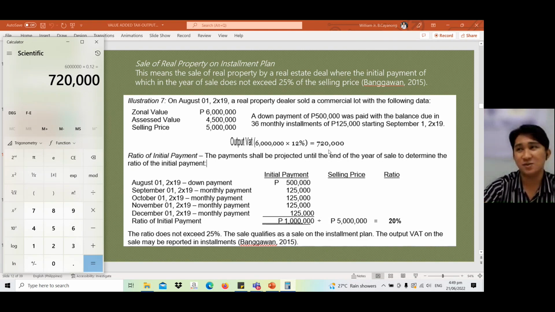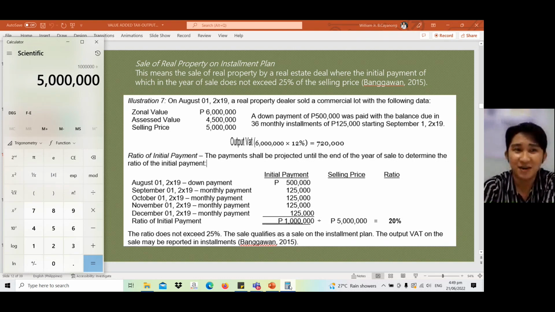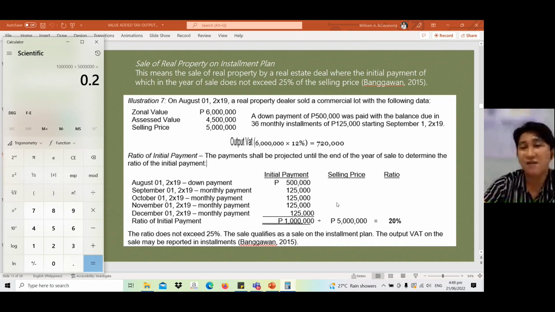So from that 720,000 pesos, we are asking if ito bang 720 babayaran natin agad or pwede po siyang ma-report on installments. So kailangan natin computein muna kung magkano na ba ang naging initial payment niya on that particular year. So nung August, nag-down payment po siya ng 500 and nagbayad siya ng 125 starting September 1. So starting September 1 up to December, bayad siya ng 125 plus yung down payment na 500, magkano po ba yan? That's 1 million. Pero magkano bang selling price niya? Huwag tayo dun sa higher ha, selling price talaga. Kung 1 million na naging initial payment during the year, i-divide po natin yan sa selling price na 5 million sa given, that is 20%. Therefore, hindi pa po nag-exceed ng 25%. Kaya pwede pa po natin siyang ma-report itong output VAT natin on installment.